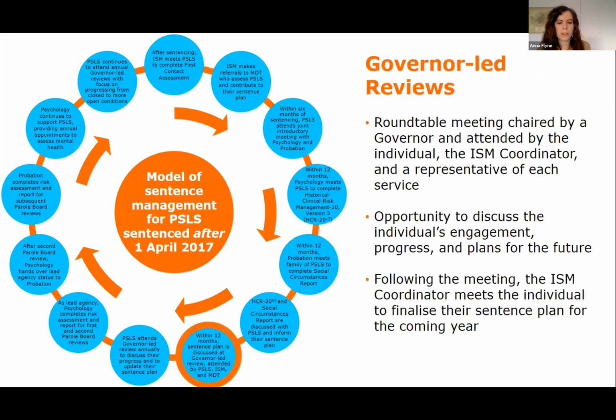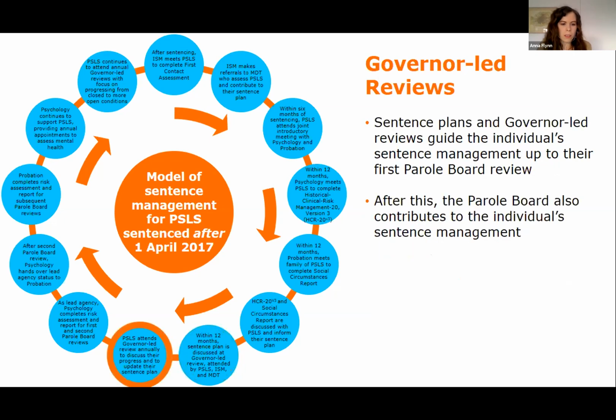Within 12 months, the sentence plan is discussed at a governor-led review. This review is a roundtable meeting chaired by a governor and attended by the individual, the ISM coordinator, and a representative of each service. It provides an opportunity to discuss the individual's engagement, progress, and plans for the future. Following the meeting, the ISM coordinator meets the individual to finalize their sentence plan for the coming year. The individual attends a governor-led review annually to discuss their progress and to update their sentence plan. And the sentence plans and governor-led reviews guide the individual sentence management up to their first parole board review. And after this, the parole board also contributes to an individual's sentence management.